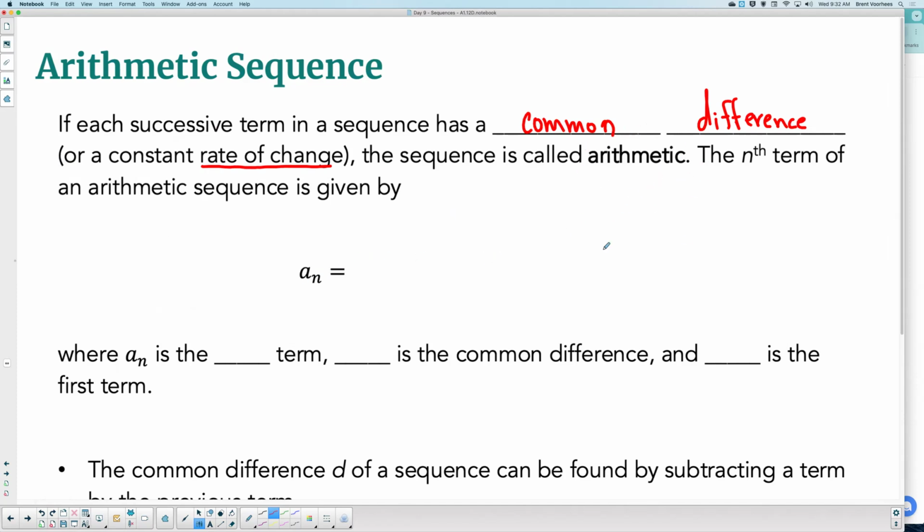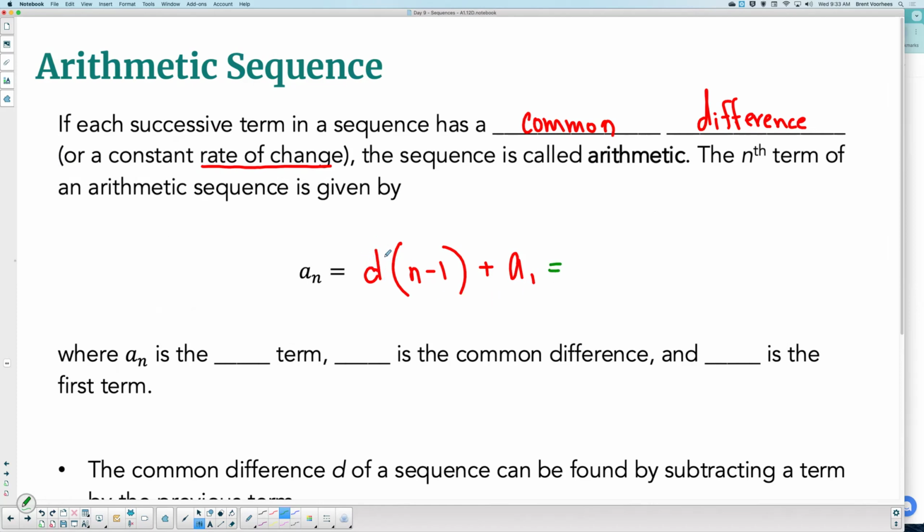The nth term of the arithmetic sequence is given by this formula. A sub n equals d times parentheses n minus 1, plus a1. Now, that's the simplified version, and that's the one that looks the neatest. But if we did a little math, you could rewrite this formula, and I think this is the way you'll actually like it better.